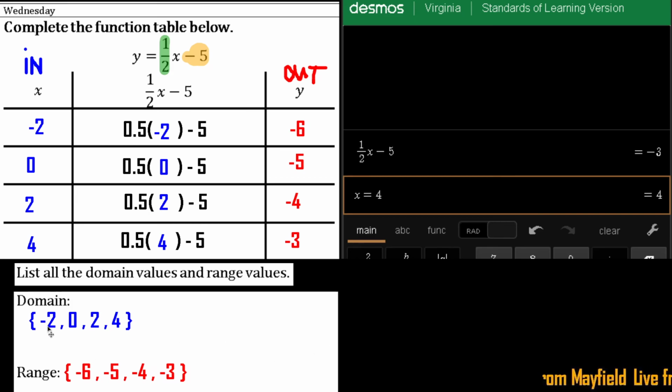So make sure you're seeing that these don't necessarily match up, as these are not ordered pairs. This is just a list of values. So our domain values are x, and our range is the y values.